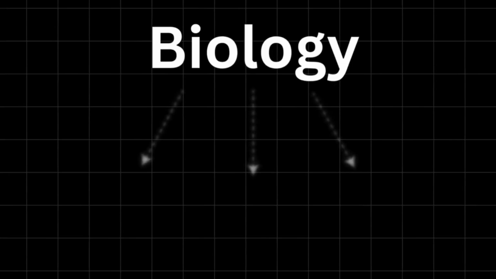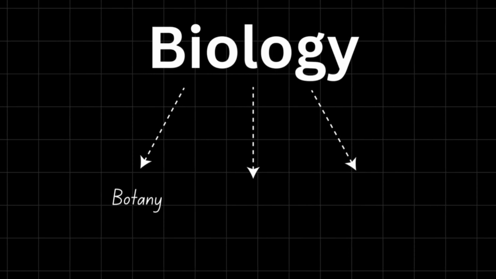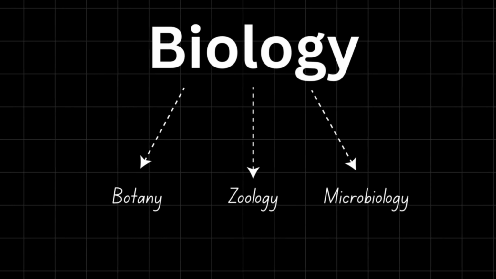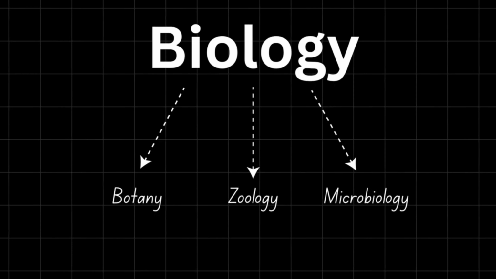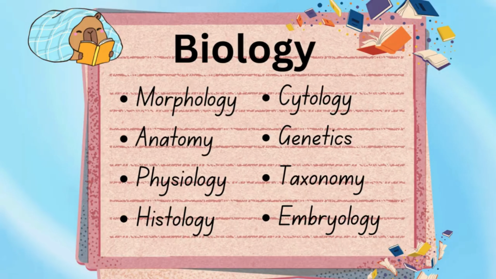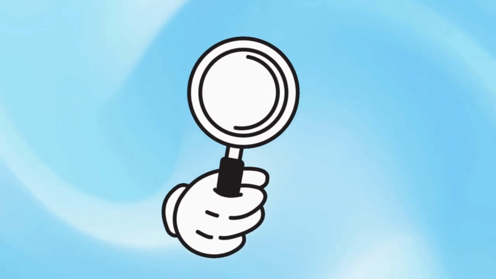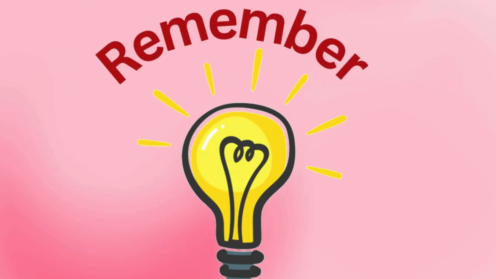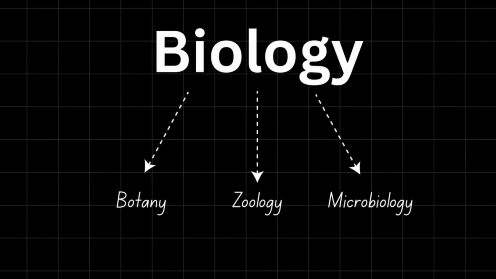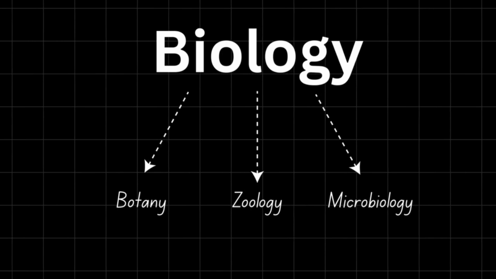Biology is mainly divided into three major branches: Botany, Zoology, and Microbiology. Later, these branches are further divided into smaller branches for deeper study, which we will discuss separately. For now, remember this clearly. Botany, Zoology, and Microbiology are the three major branches of biology.